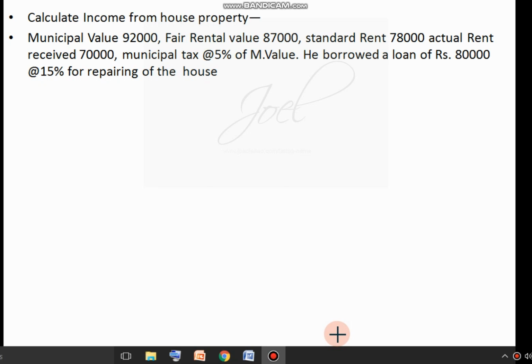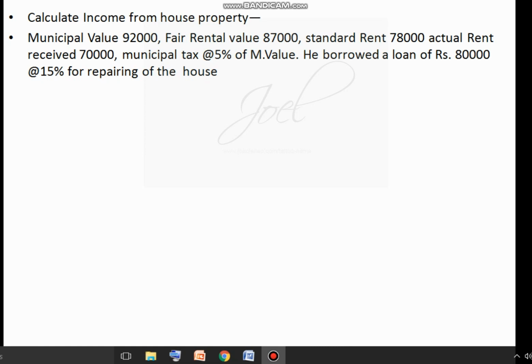In the previous class, we worked out a problem on gross annual value, and after that, in one of the classes, we worked out a problem on income from house property. So today, one more problem we are going to work out. This is a full-fledged problem.